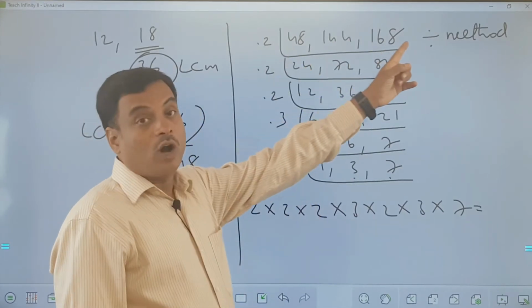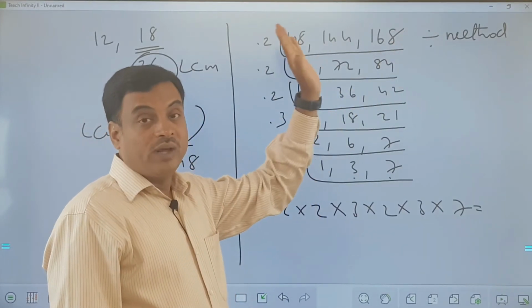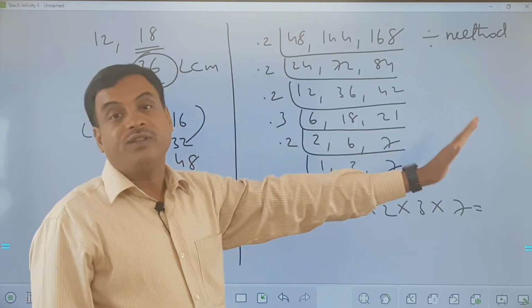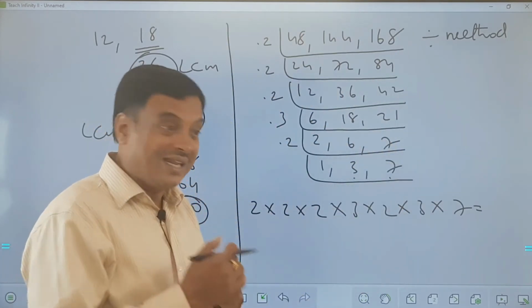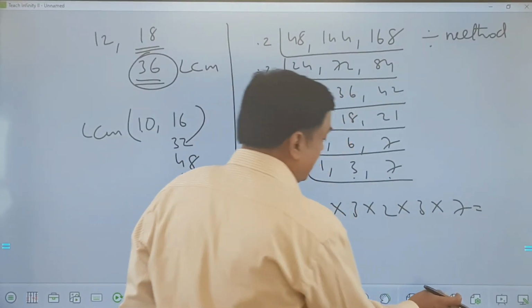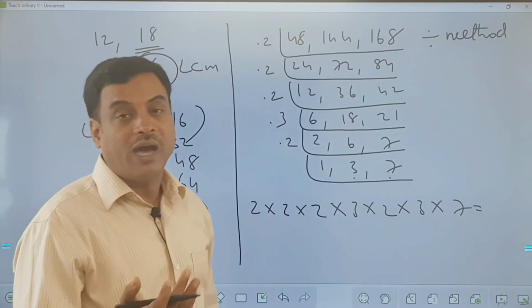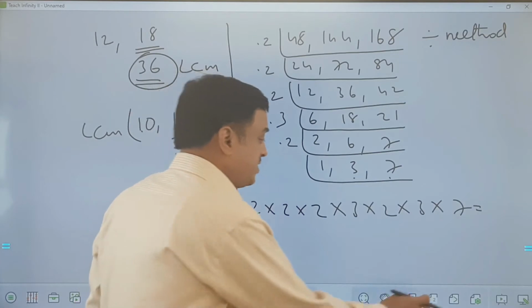All three of them are common, divisible by 12. I could have started directly by 12 and divided all three of them in one shot, and made the number of steps less. That is an alternative. That depends on how much practice you have on multiples, that you can always do.